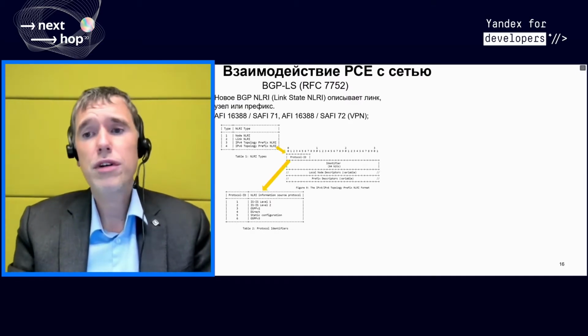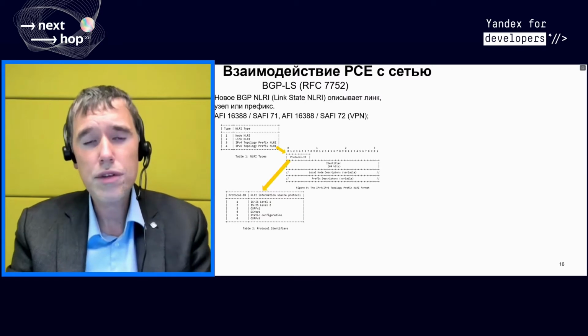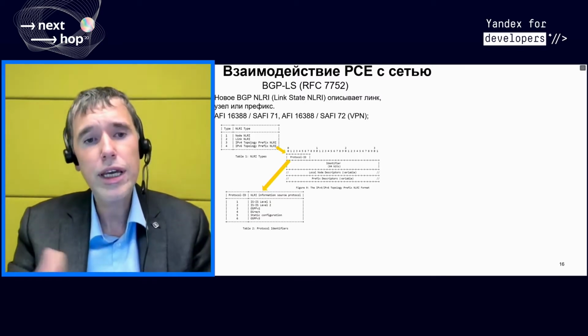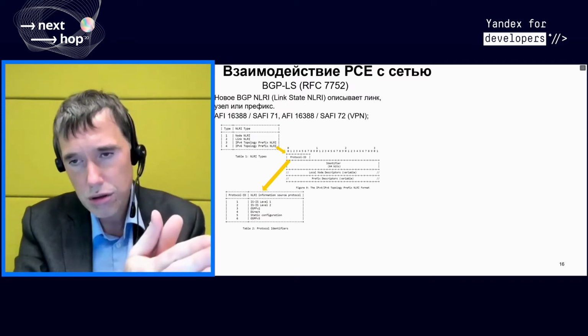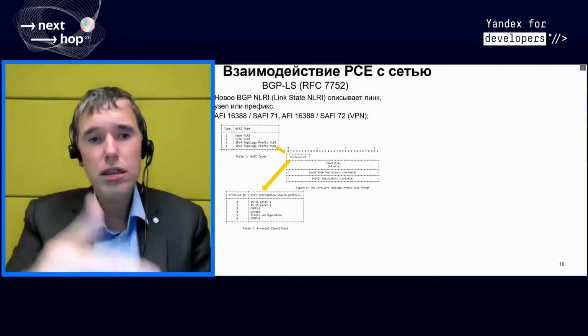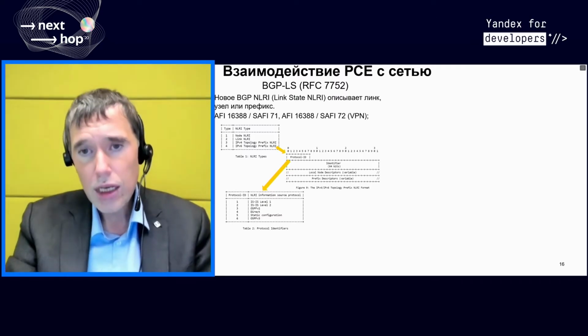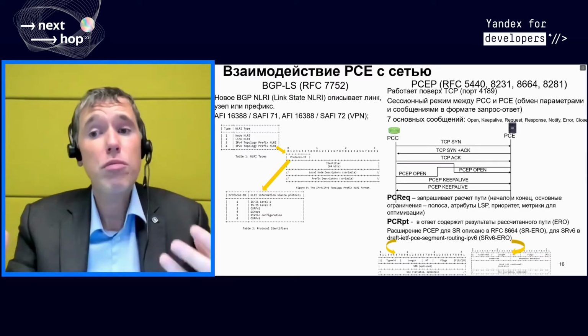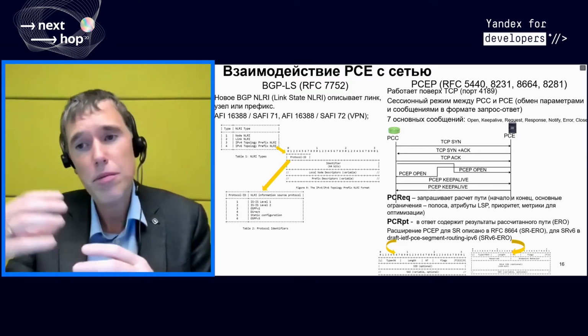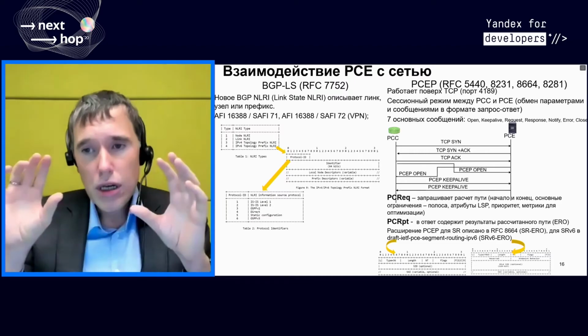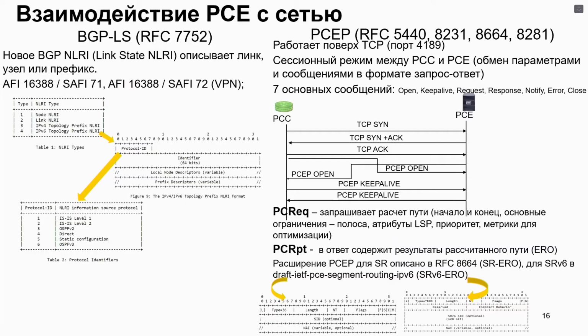Here you can see more information regarding BGP-LS. There's already an RFC, and link state NLRI, which describes the link, and we also have some other systems. And there is also the PCEP protocol. That's the second type of PCE, which works with the routers. And the protocol works on top of TCP.